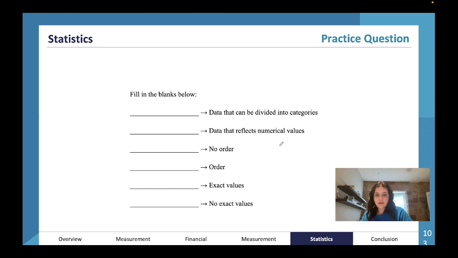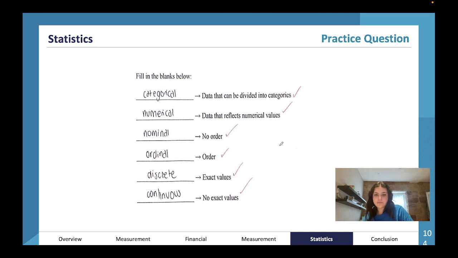If there are exact values, it's numerical discrete. If it's no exact values, it's numerical continuous. Sorry, nominal is no order, ordinal is order. I went the wrong way around there.